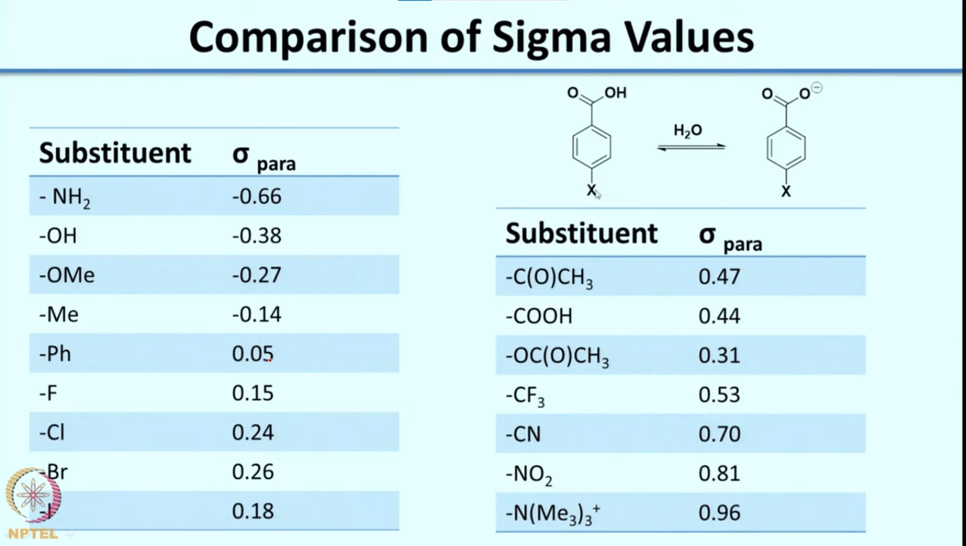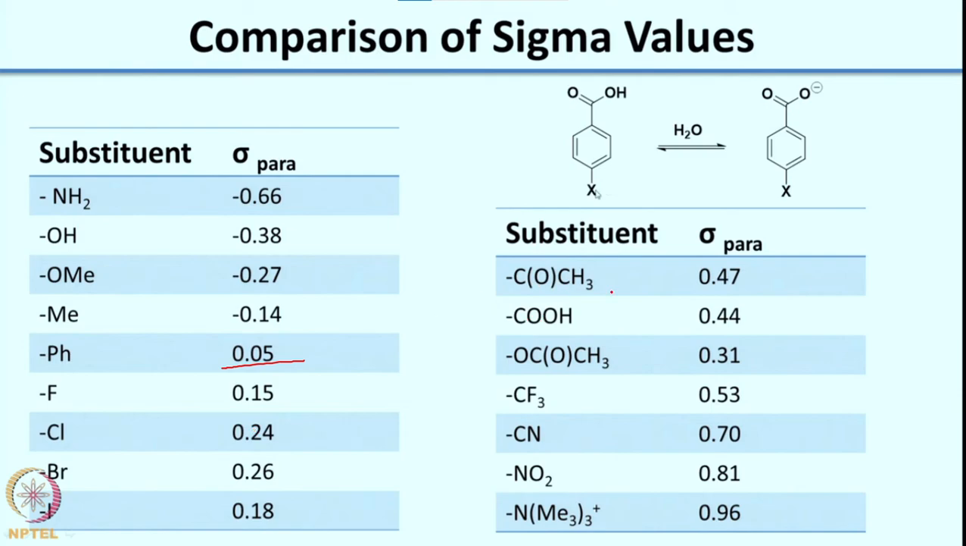That means because H is present instead of X, it is similar to H, so it will give a value near 0. And in case of fluorine, bromine, iodine, because these species are giving a minus I effect as well as a plus M effect, the value is not constant, it's different depending on the reaction.